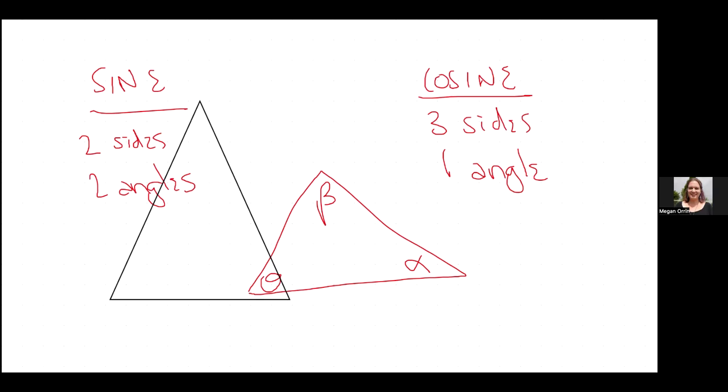We don't need too many angles, or we can't use too many angles. Why won't that delete? There we go.